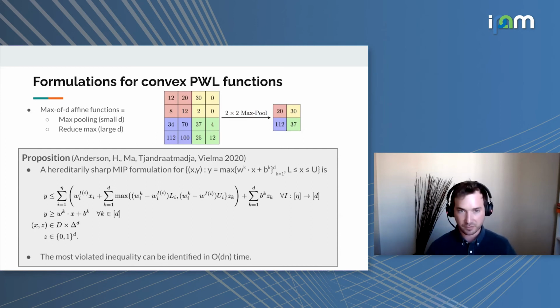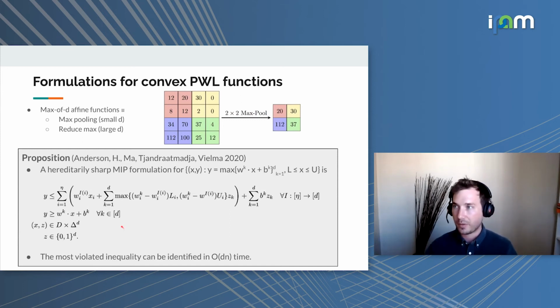And we developed a whole framework that applies not just to the ReLU. You can also use it for other types of nonlinearities that you might encounter in a neural network. For example, we can model max pooling or reduce max operations using a similar technique. So what we have here is a formulation that applies generically for any box input domain and an activation function, which can be described as the maximum of D affine functions. So max pooling, reduce max, and so on.